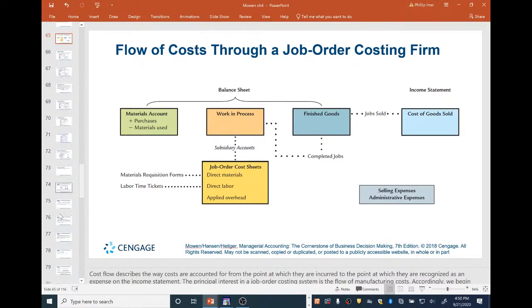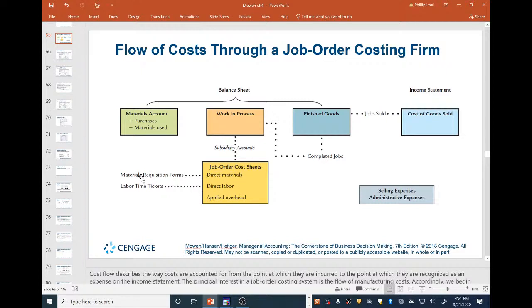Okay, flow of cost through a job order costing, and this is just a little flow of what's going on really on the statements. So here on the balance sheet, the materials account, this is just going to have your purchases and your materials used, right? That's going to be your materials account. On your work in process, you'll have subsidiary accounts, and that's going to contain your job order cost sheets, which is your direct materials and your direct labor.